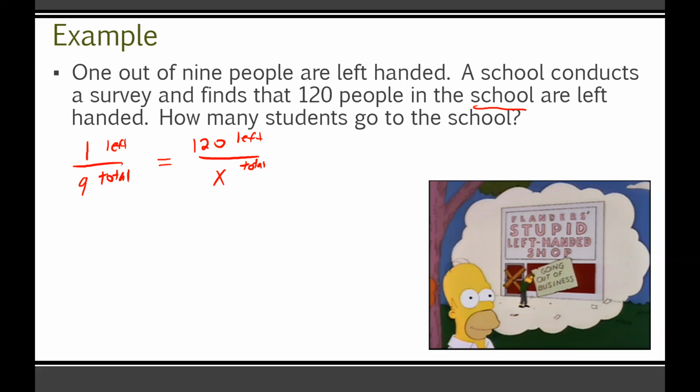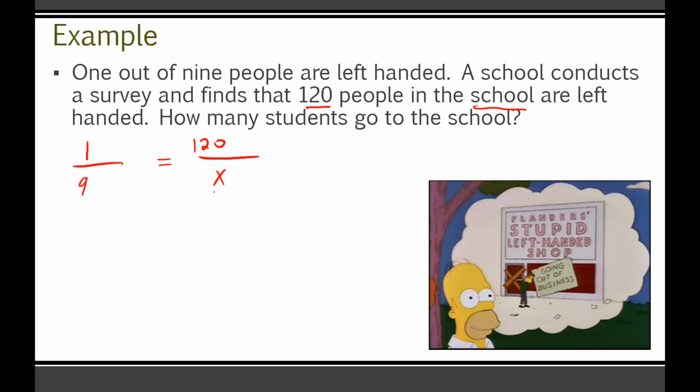This is what we call in math a ratio, or in other words, a proportion. We have something that we know: 1 person out of 9 is left-handed. And we can set this equal to a bigger situation, like 120 people in the school being left-handed out of an X number of people total. If we ignore the fact that I've set this up with left and total, because that's really just cluttering our equation, we can see we actually just have 1 over 9 equals 120 out of X.